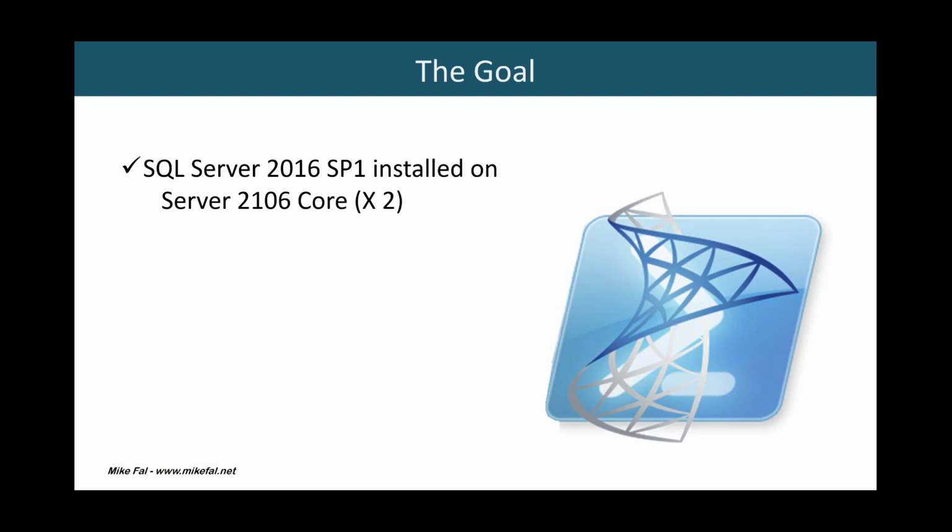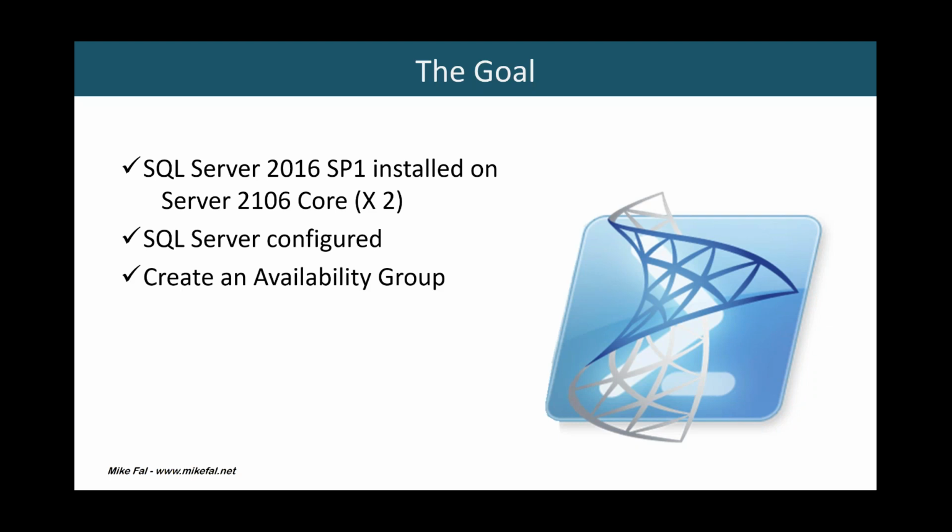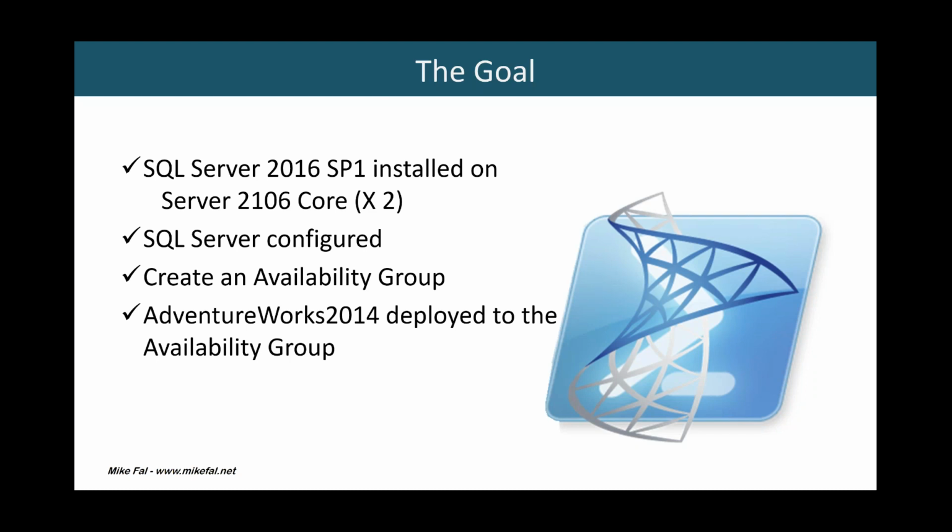So anyway, I've already set up the servers. I've got them joined to my domain, but there's no SQL installed on them yet. So we'll walk you through that install process. Once I do that, we're going to configure SQL Server, get some base configurations going, then create an availability group, and finally deploy AdventureWorks 2014 to that availability group. And this is all going to be script driven, right? I'm going to basically run a script and then hands off.